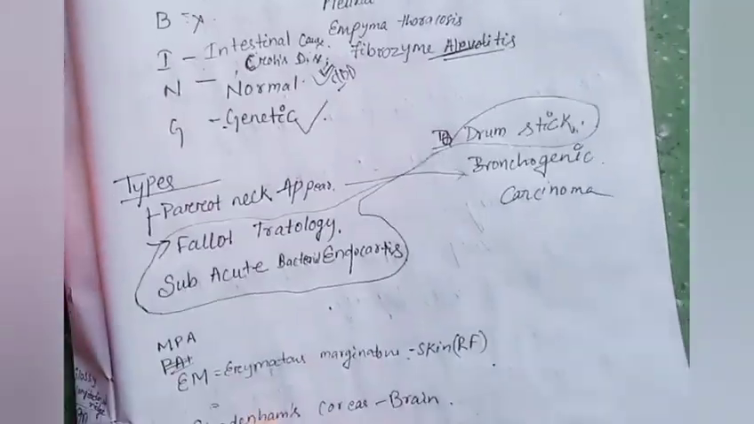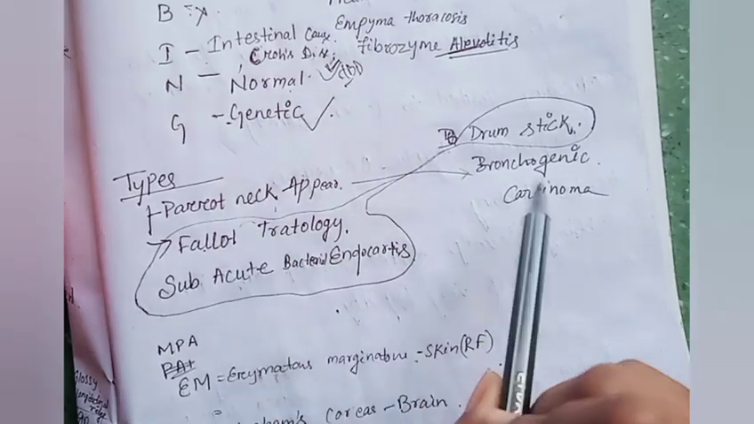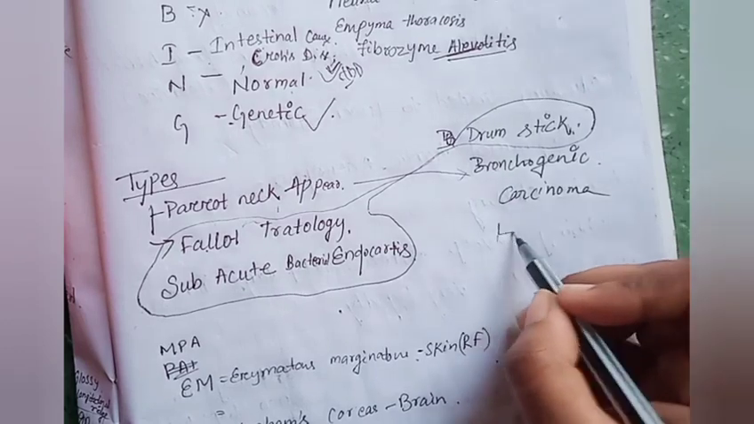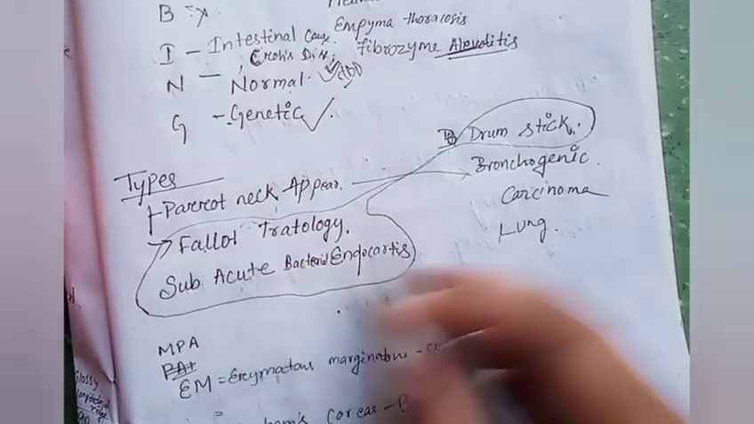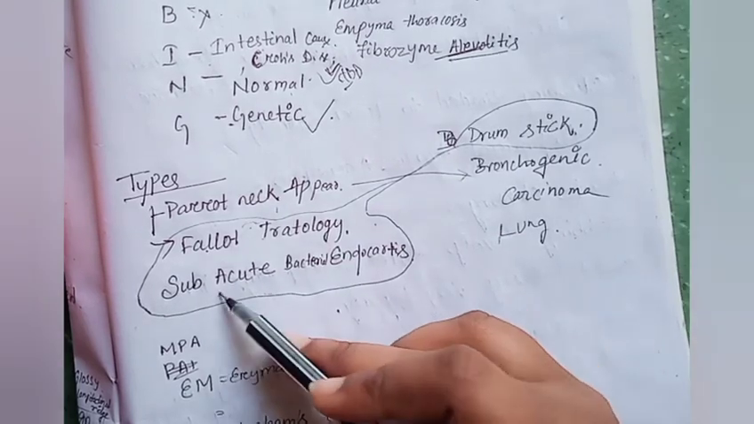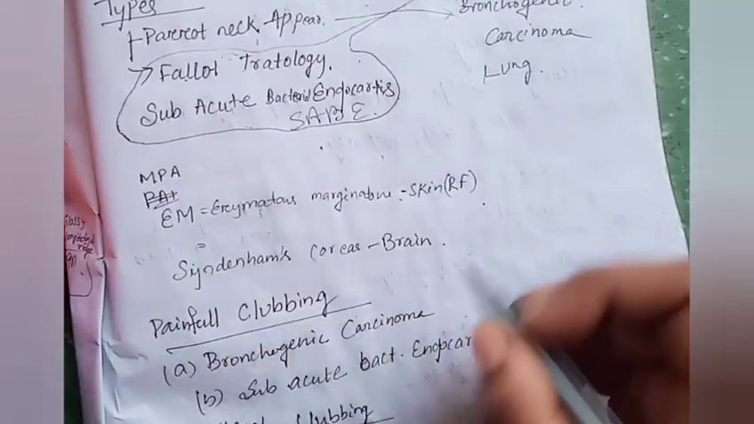Then the types of clubbing. Clubbing is of 2 types: parrot beak appearance and drumstick appearance. In parrot beak appearance, due to bronchogenic carcinoma, there is lung involvement. In drumstick appearance there is heart involvement, that is Tetralogy of Fallot and SABE, subacute bacterial endocarditis, which is important. This is all about the causes of clubbing.